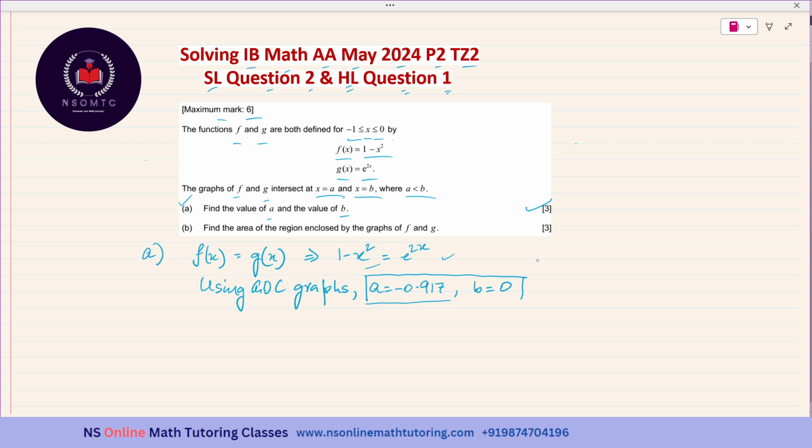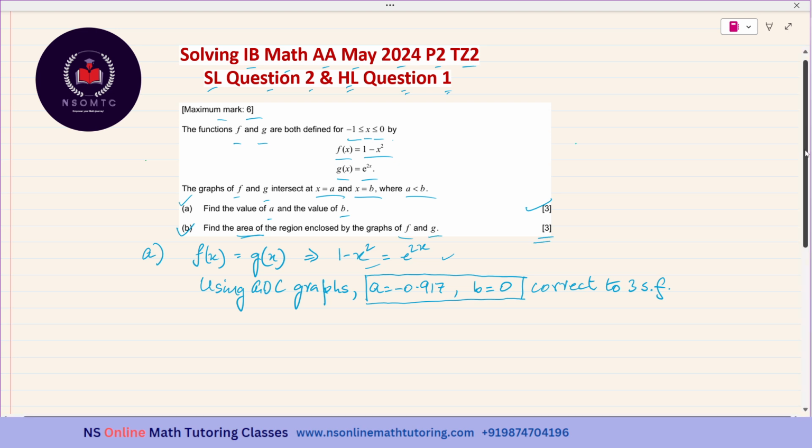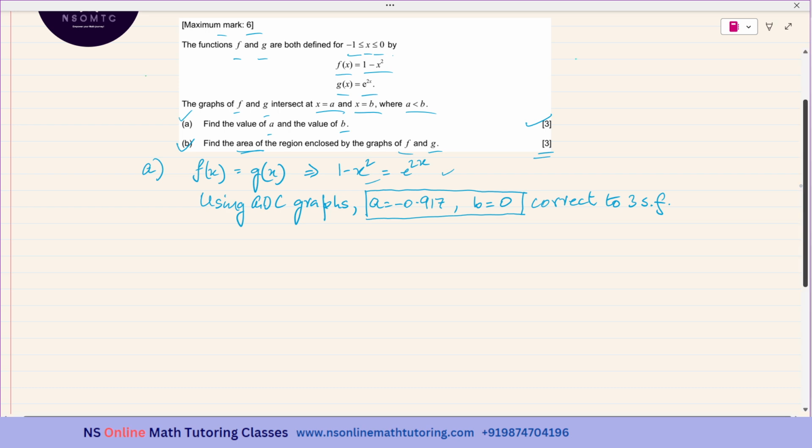Correct to 3 significant figures. Now the subpart B, find the area of the region enclosed by the graphs of F and G. This is also containing 3 marks. Okay, so we have drawn the 2 graphs. I have drawn the 2 graphs separately, so I do not have to draw them again for answering this subpart.